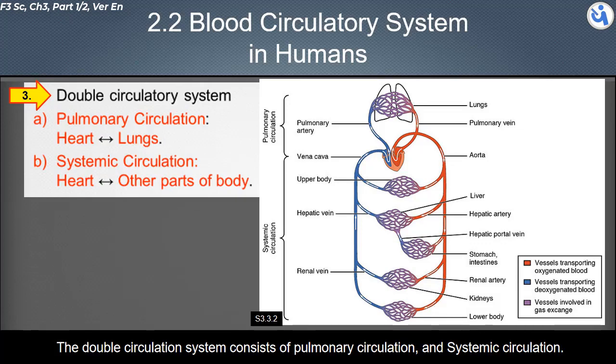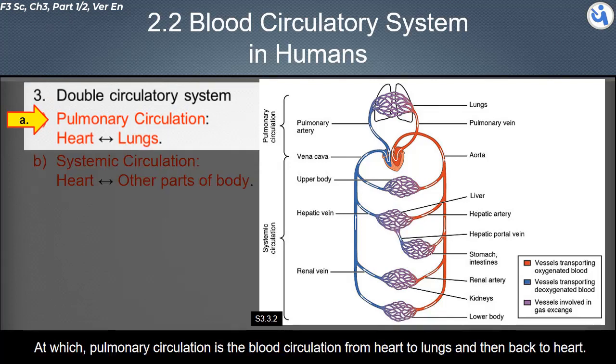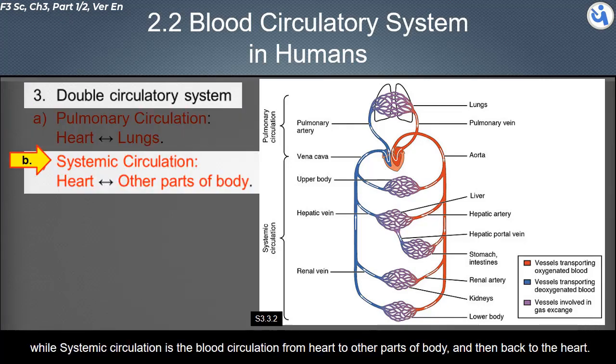The double circulation system consists of pulmonary circulation and systemic circulation, in which pulmonary circulation is the blood circulation from the heart to the lungs and then back to the heart, while systemic circulation is the blood circulation from the heart to other parts of the body and then back to the heart.